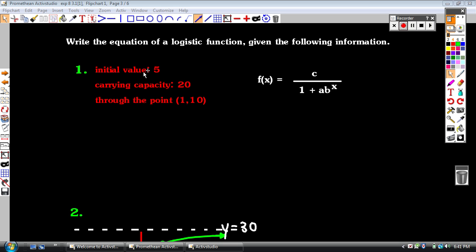The next is the initial value. So I'm going to plug in 5 for my f of x. And this is my initial value. That means x equals 0. So let's plug these numbers in and see what we can do.